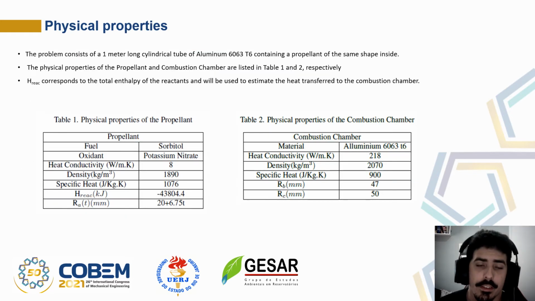The problem consists of a 1 meter long cylindrical tube of aluminum containing a propellant of the same shape inside. Tables 1 and 2 show the physical properties of the propellant and the combustion chamber respectively. And A react corresponds to the total enthalpy of the reactants and will be used to estimate the heat transferred to the combustion chamber.